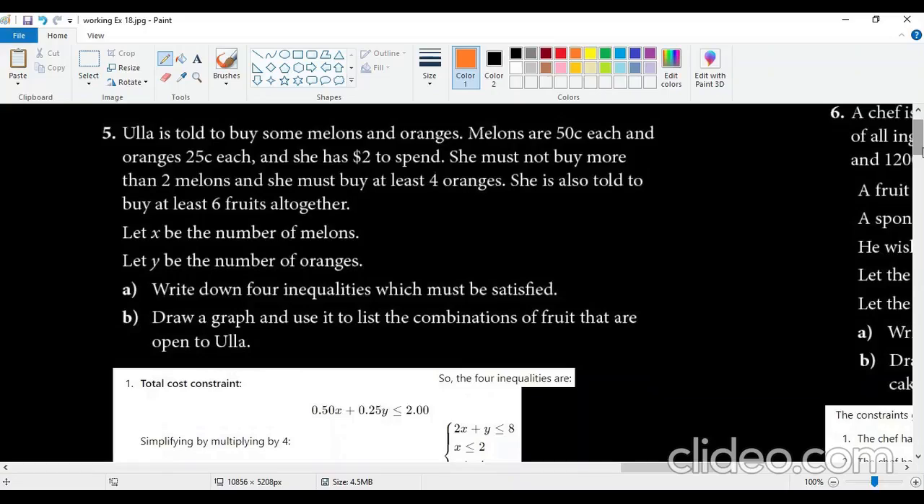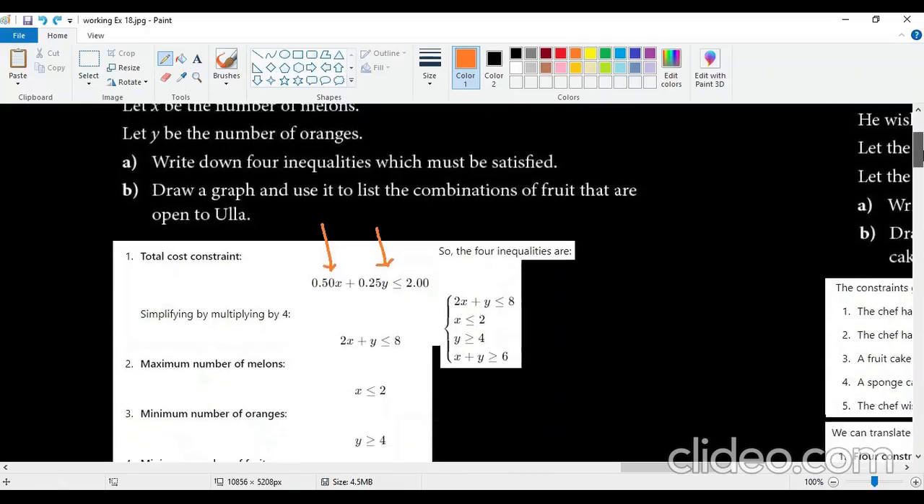So first of all, this is the price, always remember, and this is the price of melons and oranges, and the condition is given. So once we multiply by 100, you're going to get 2x plus y less than or equal to 8. Now once we clear this, then comes the second inequality, which is x should be less than or equal to 2, y should be greater than or equal to 4, and both the fruits should not be greater than 6. So these are the four inequalities.